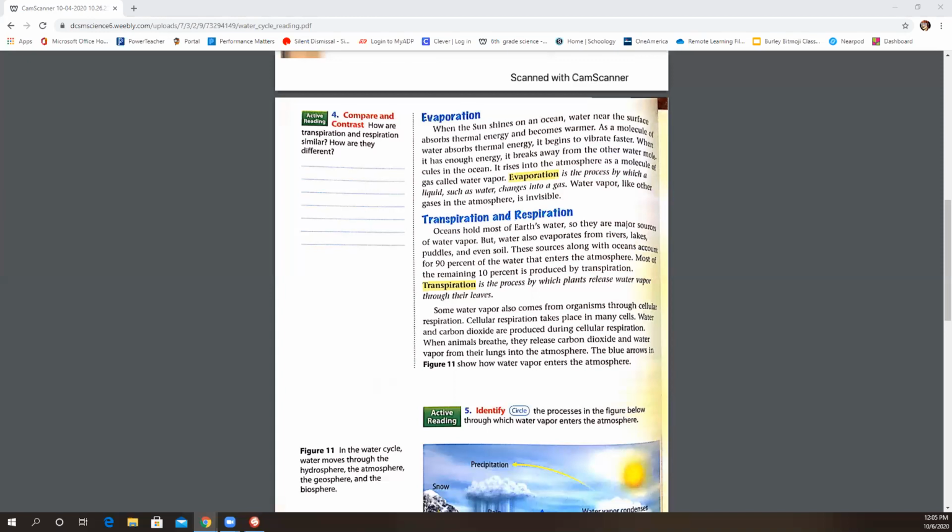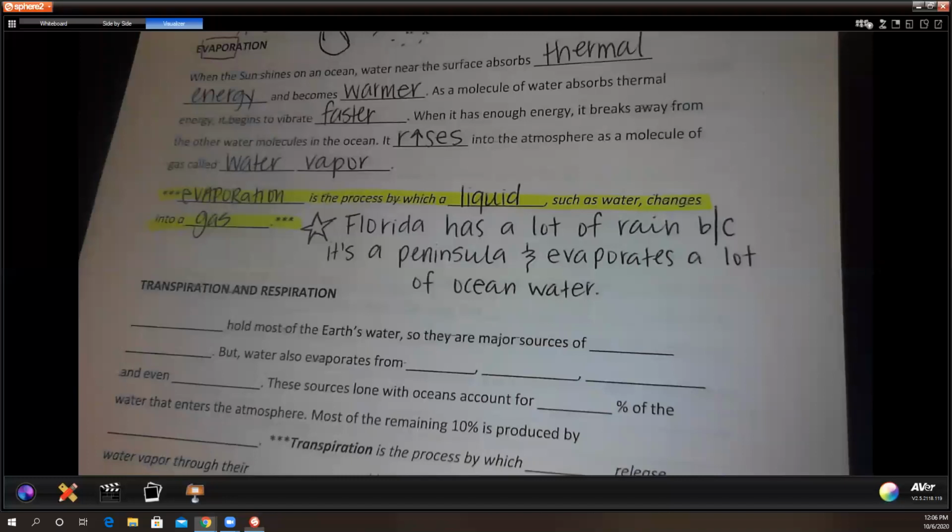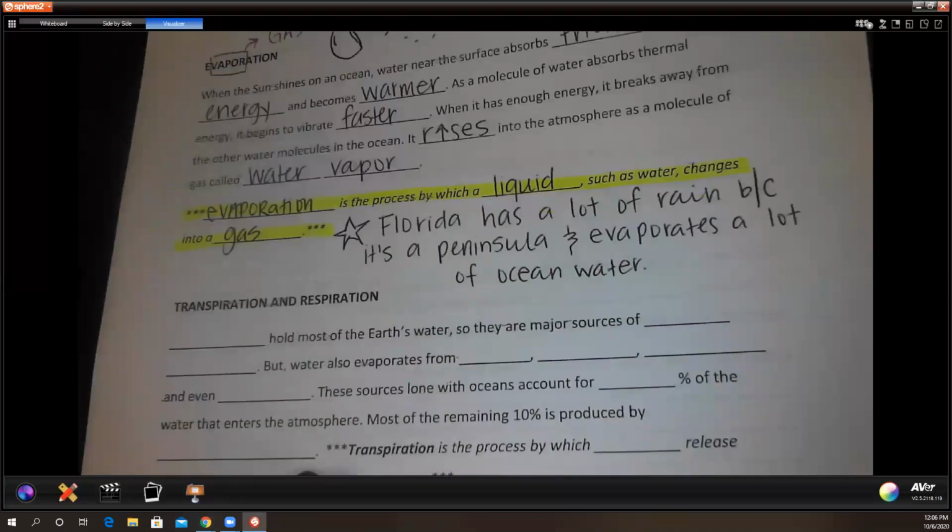Some water vapor also comes from organisms through cellular respiration. Cellular respiration takes place in many cells. Water and carbon dioxide are produced during cellular respiration. When animals breathe, they release carbon dioxide and water vapor from their lungs into the atmosphere. The blue arrows in Figure 11 show how water vapor enters the atmosphere. Does anybody know what perspiration is? What perspiration is, Maddox? The release of water from the organism of plant.